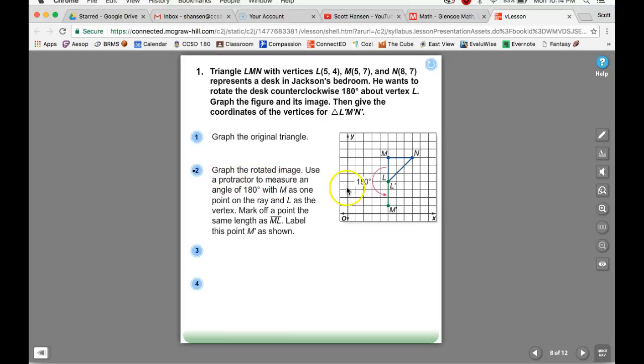It says use a protractor. So here's what I'm going to do. I'm going to put the center of the protractor on L, the dot. Okay, and I want to make sure that the curvy part of the protractor is facing this direction. And then I need to know the length or the distance of this side right here, which appears to be 1, 2, 3 units.